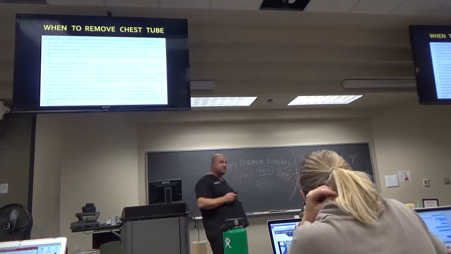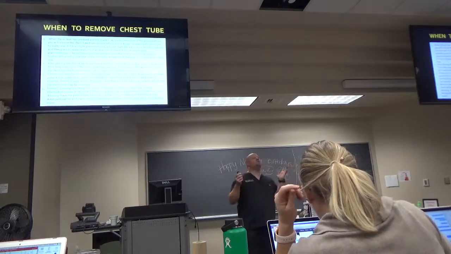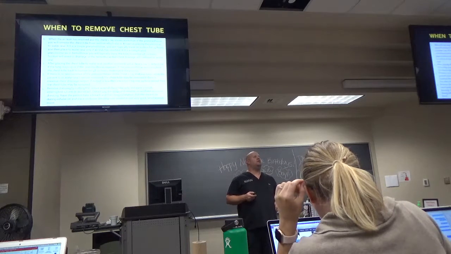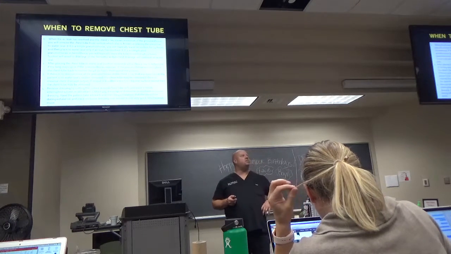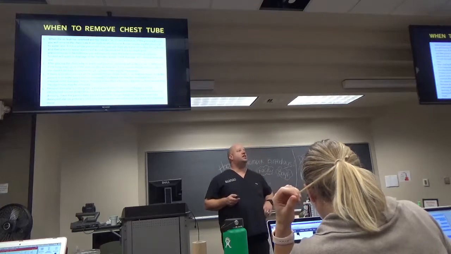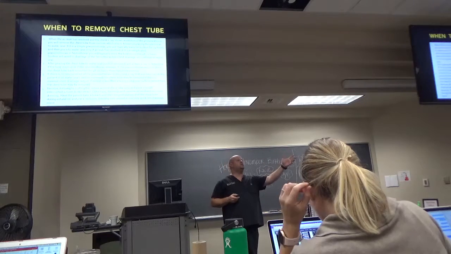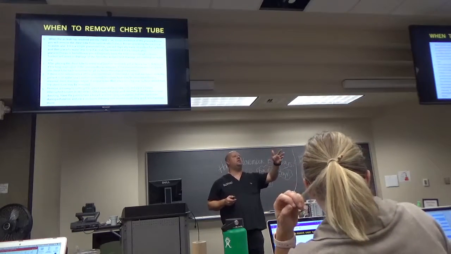When to remove chest tubes? There are some terms, I'm just going to read through this for you to understand. When the air leak is resolved and the chest X-ray shows resolution of the pneumothorax, you remove the chest tube from suction, which is also known as placing the pleurovac back to water seal. If it's a simple pneumothorax, you leave the suction for 24 hours and place it to water seal only if the air leak is resolved.